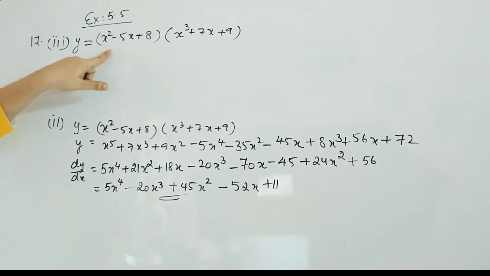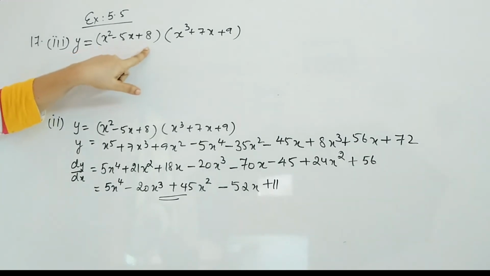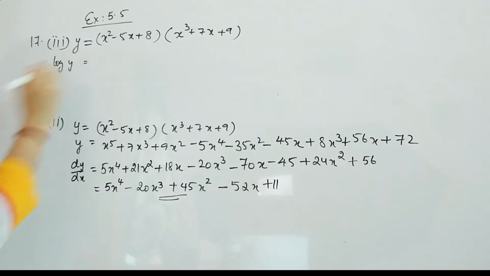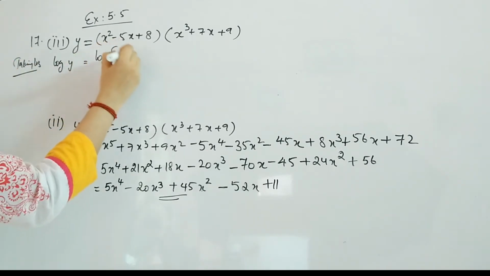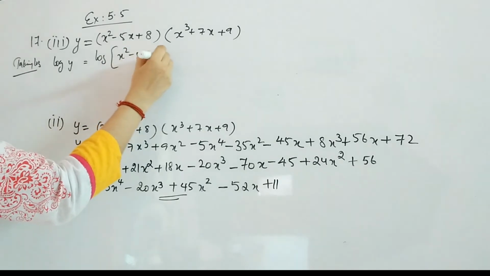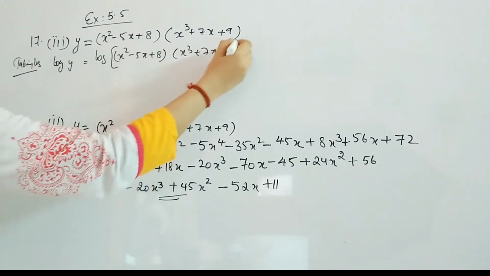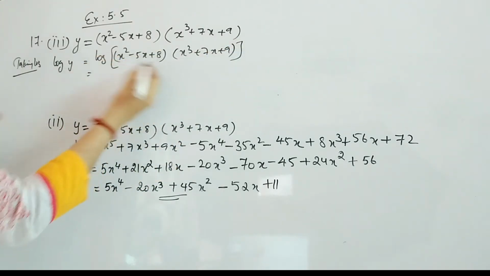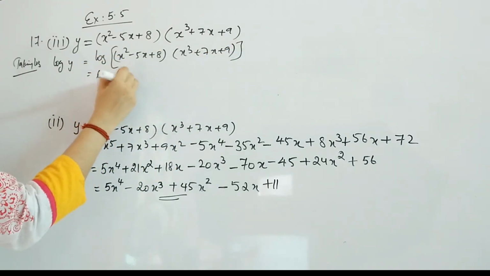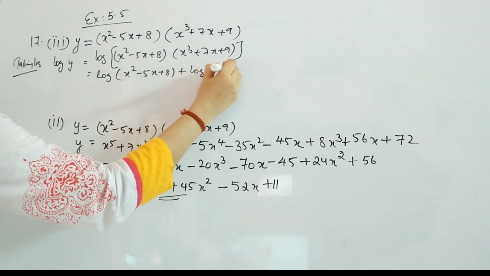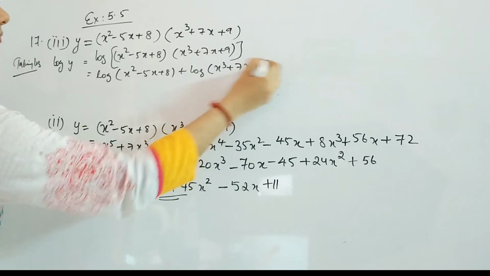For the third part, you have to use the logarithmic differentiation method. For logarithmic differentiation, the first thing is you have to take log on both sides. Taking log on both sides, you will get log y is equal to log of the product x square minus 5x plus 8 into x cube plus 7x plus 9. That is, log of AB is log A plus log B. So you get log of x square minus 5x plus 8 plus log of x cube plus 7x plus 9.